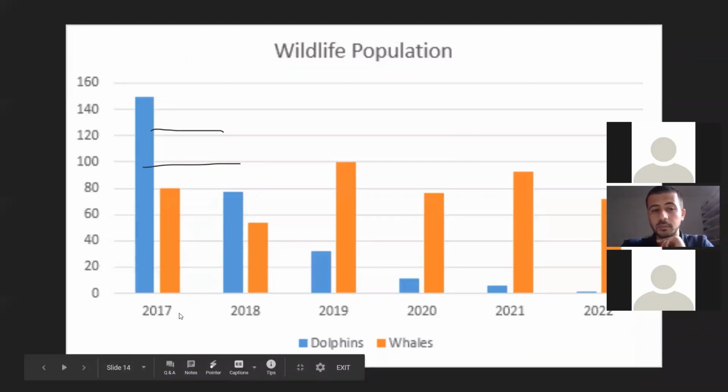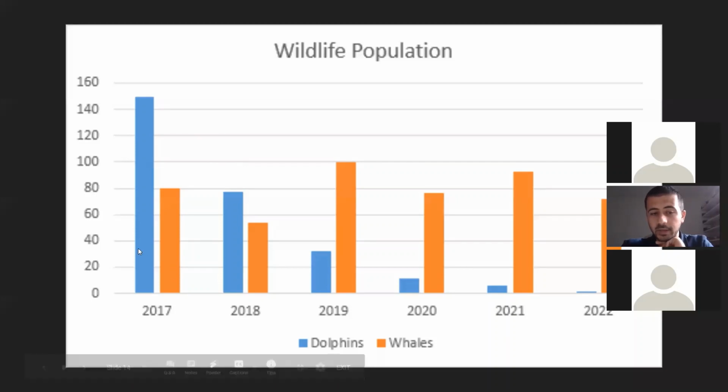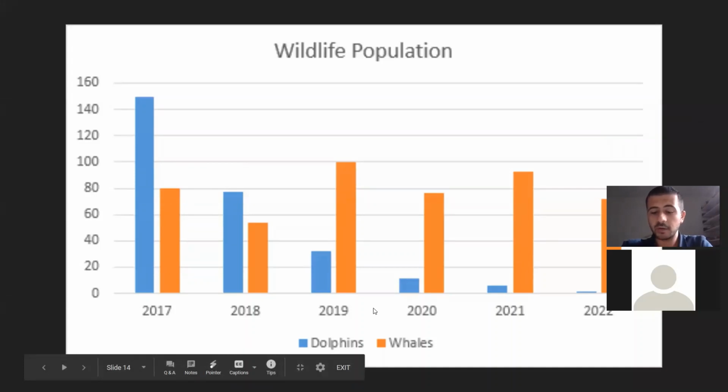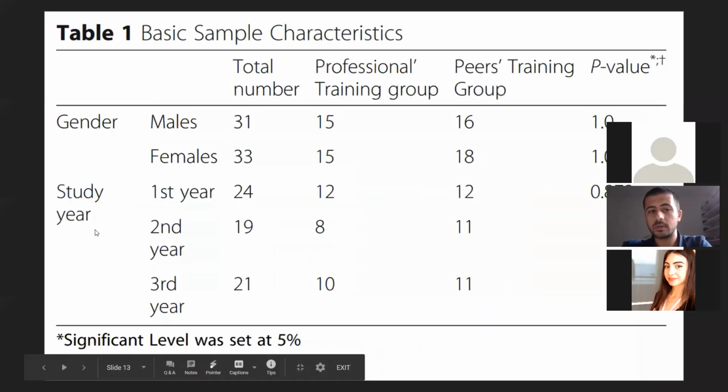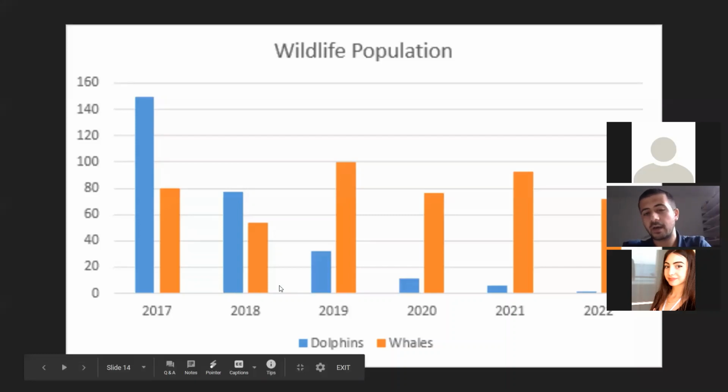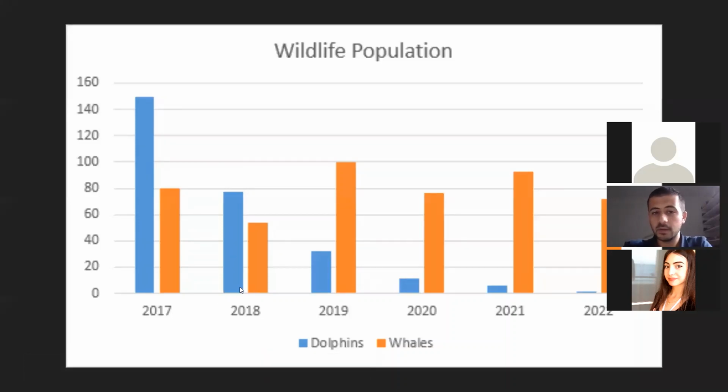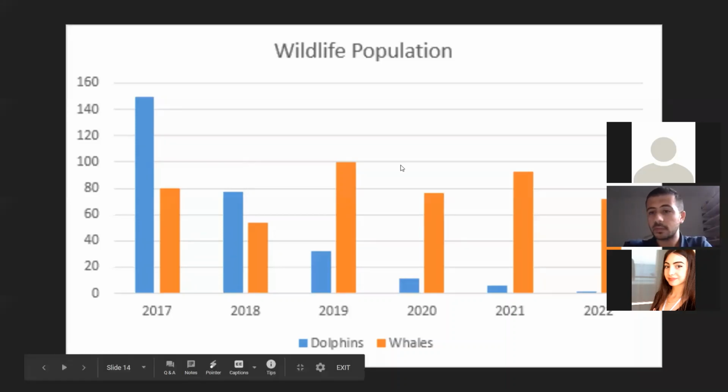How do I do it? I have, for example, here 2017, and this represents, for example, gender. Males and females. Males are like 140 and females are 80. This is how I represent my variables. For example, for study year, I might have 3 columns, and so on. Is that clear?